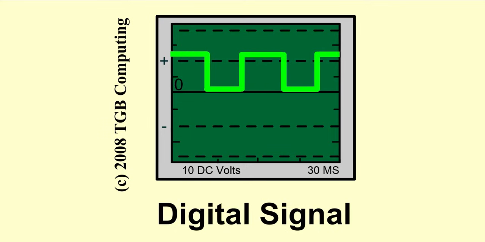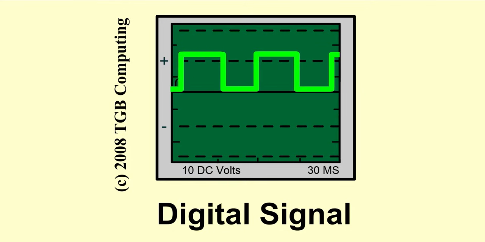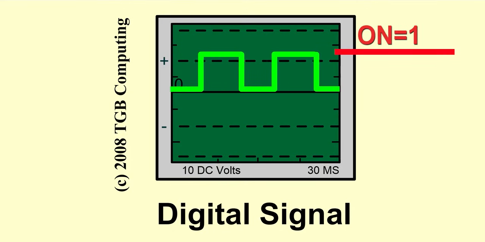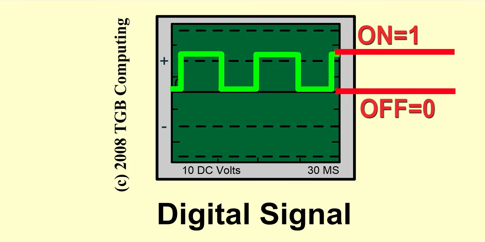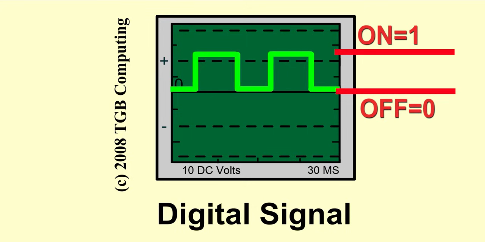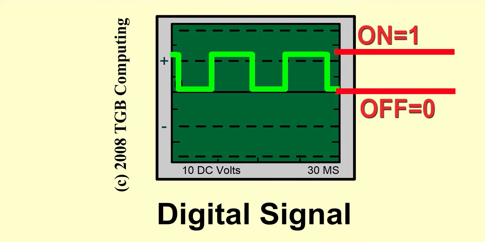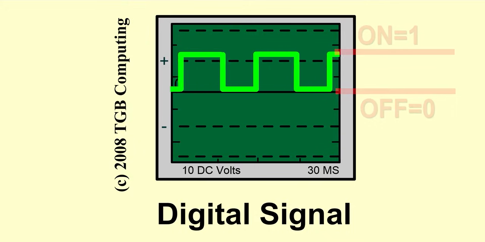The digital electrical signal has two values, 100% voltage value on or 100% voltage value off. The computer sees these on-off values as ones and zeros. These ones and zeros are the foundation for digital computer language.